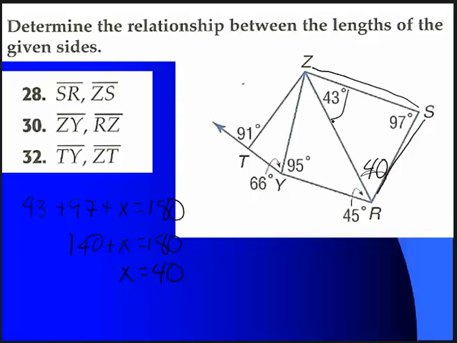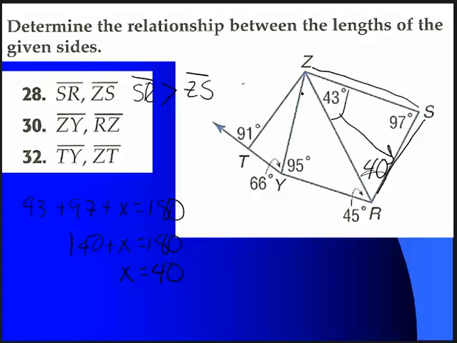Now I can compare the sides opposite these angles. Which is bigger, 43 or 40? Obviously 43 is, so its side, SR, is going to be bigger than ZS. Again, just do it in the order that they're given to you. So I could just say SR is greater than ZS. Now let's compare ZY here to RZ.